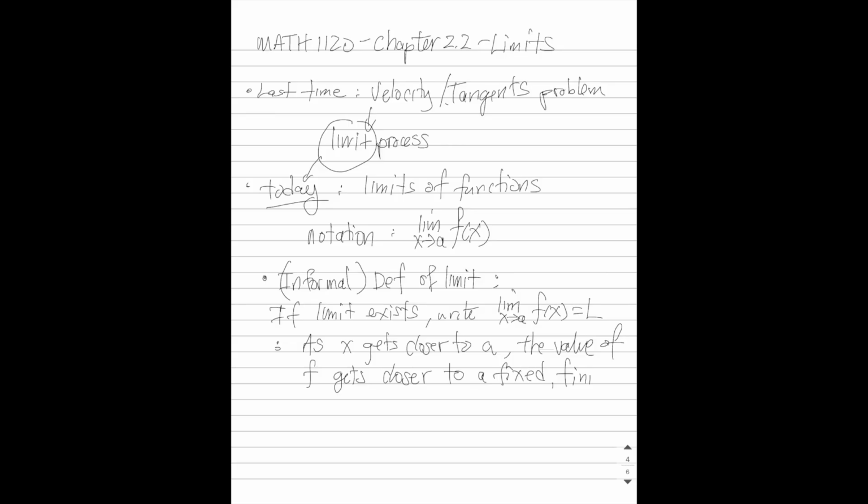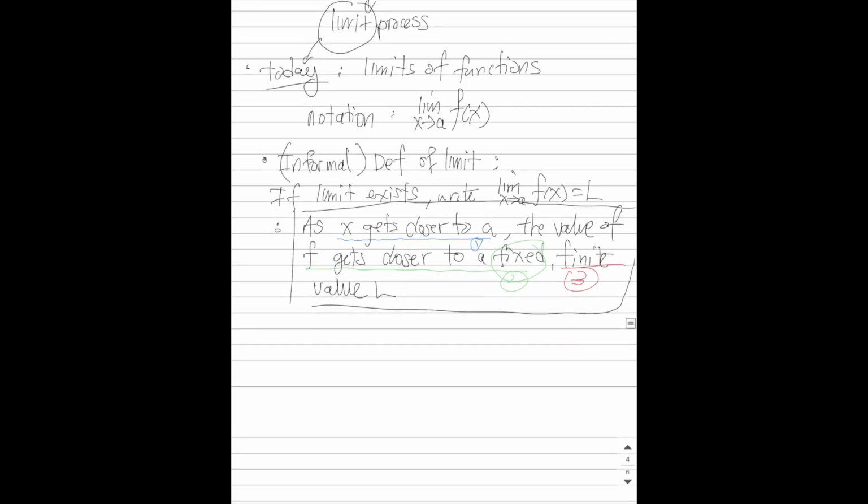There are three things here that I want to address. The first one, which I'll put in blue, is the value of x gets closer to a, so I'll put that as 1. The second one I'll say is the value of f gets closer to a fixed value, and the third one I'll say is some finite value. I'm going to spend a moment to talk about all three of these because they're all important and they will all lead to your understanding of what a limit is.